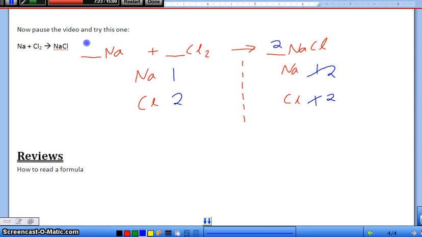So let's put a 2 up here. So now we count again. We got 2 sodiums on this side. And now we check. Is it balanced? Yes, it is. So we're done.